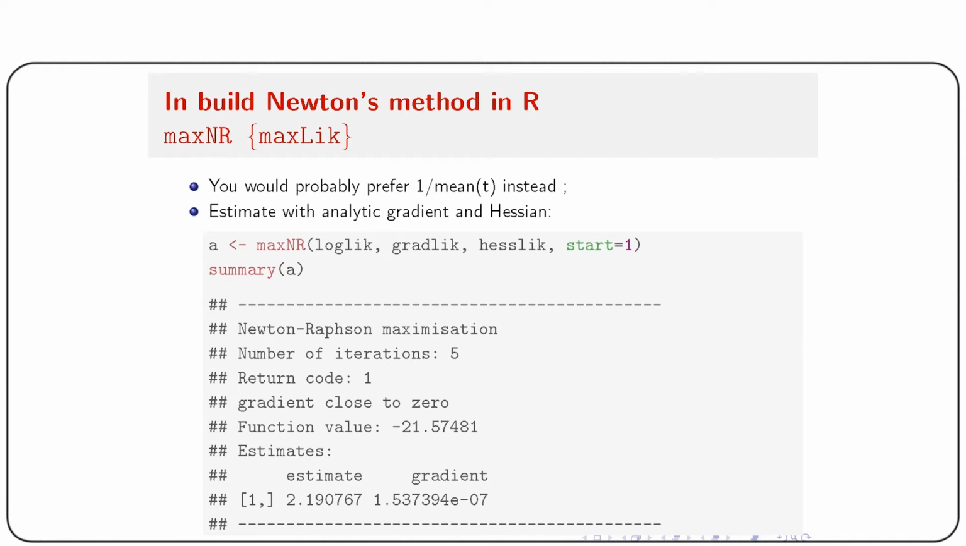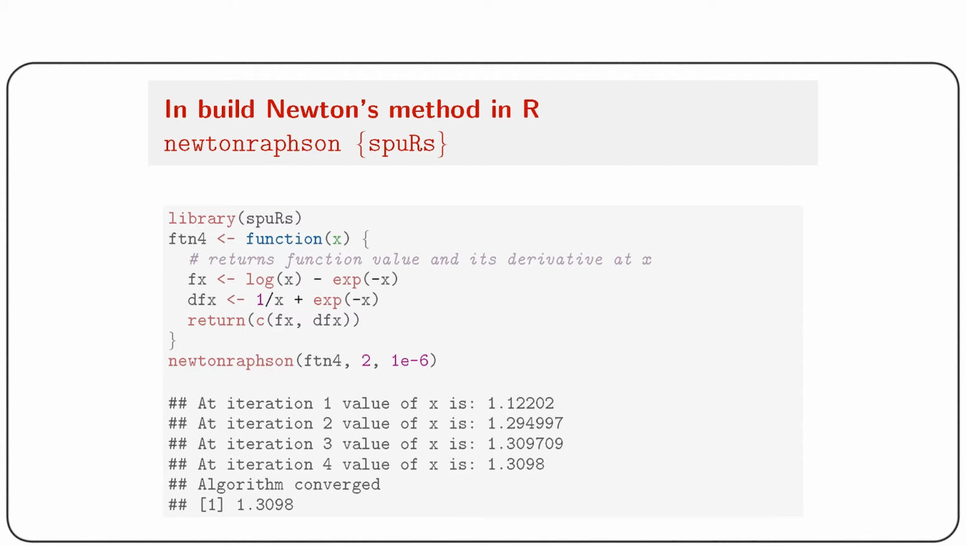So again, maxNR is log likelihood, gradient of likelihood, then Hessian of likelihood, and start equals 1. Then summary of A will give you the estimate 1.75977 and 1.21 times 10 to the power minus 10. So another function is newtonRaphson from the pracma package.